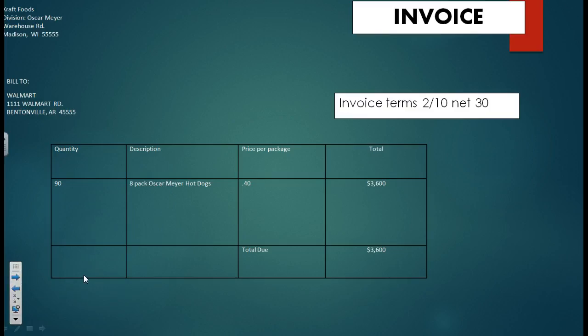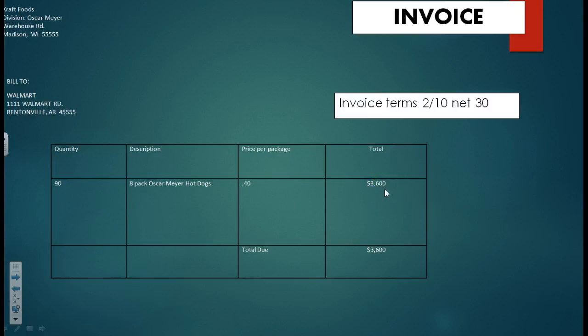So let's take a look at something. Let's go back to our Walmart example from when we were buying Oscar Mayer hot dogs. We bought them from Kraft Foods, billed to Walmart. The invoice came in. We've got invoice terms of $210 net 30. This is from last chapter, what we would have put in our vendor account because we owe Kraft Foods $3,600. Now, if you look at this, it says that we bought 90 packages, 8 packs, at 40 cents a package, and that cost us $3,600.